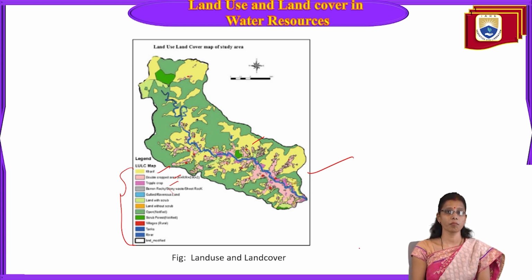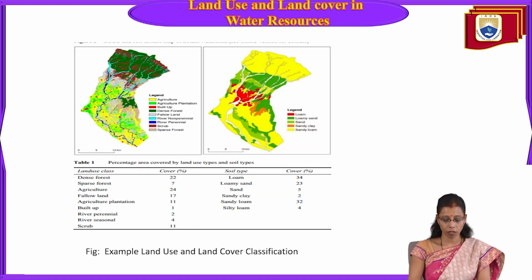These classifications are done with the help of software, and land use, land cover changes will be shown continuously. When you look year wise, from the first year, and then after 10 years, these activities will keep on changing. Now, an example of land use and land cover in the water resource is given here.